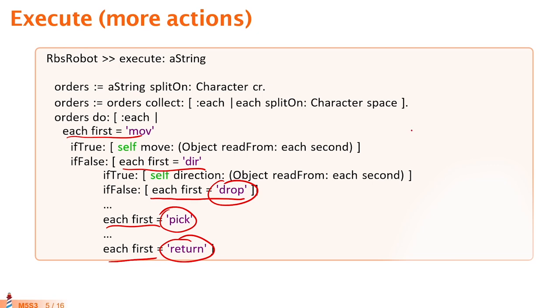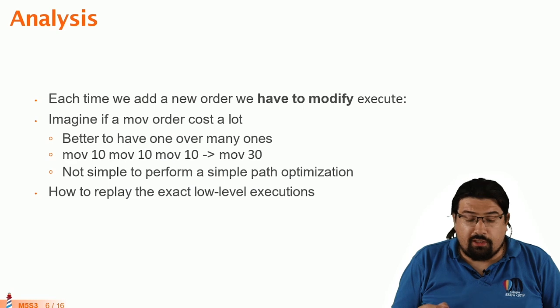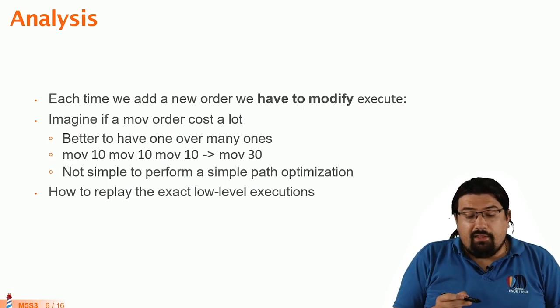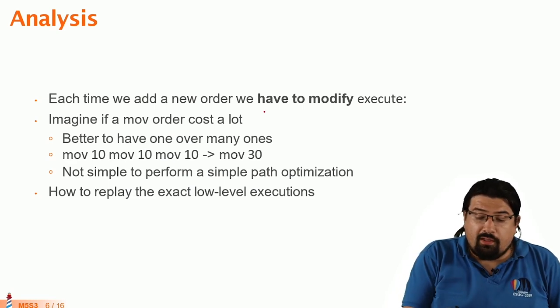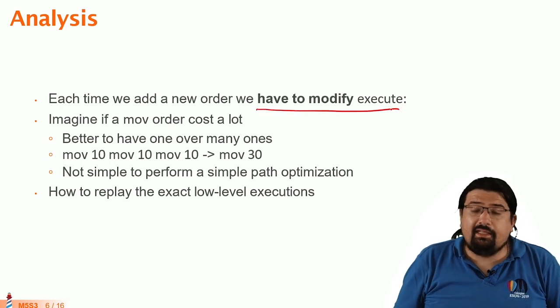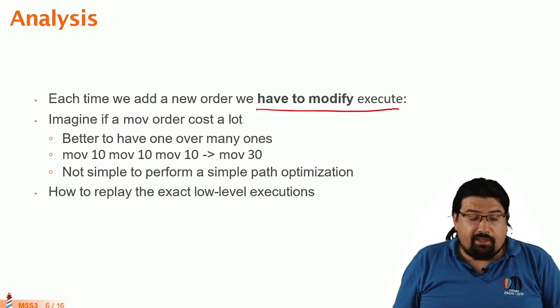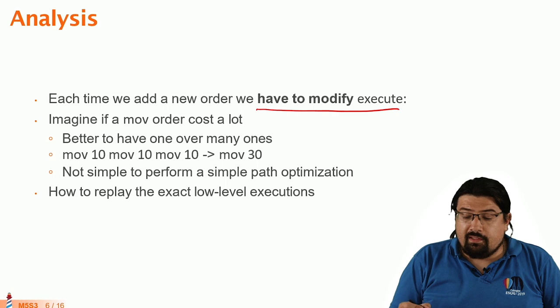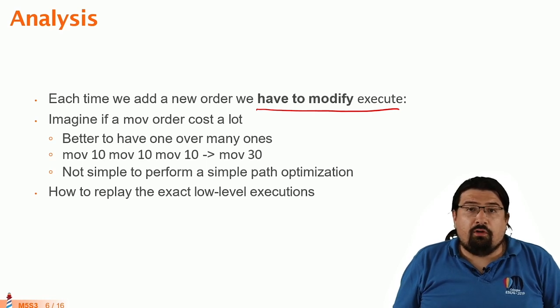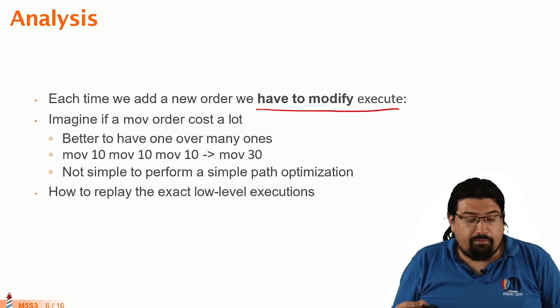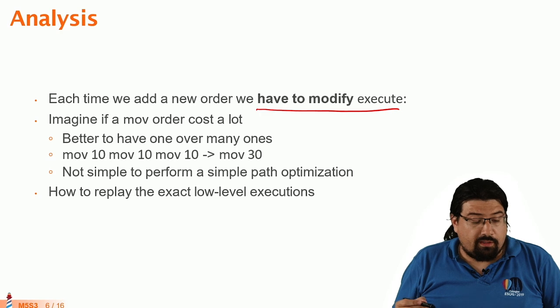Each time we add a new operation, we are going to have a longer method that has more and more complex conditional code. So let's analyze the example that we have up to here. When we add a new order, we have to modify exactly the same method all the time. Adding them is highly expensive because we have to increase the complexity of this method. Adding more and more orders, we finish with a really big execute method.